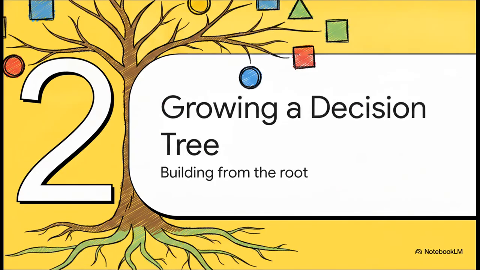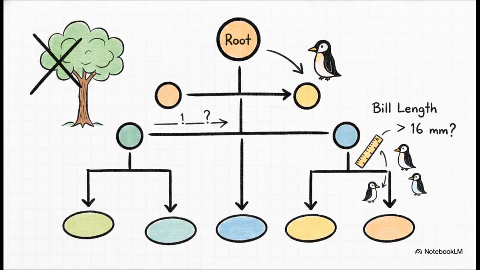Moving right along to section 2, growing a decision tree. Let's look at how we build this from the root up. Now, these models function exactly like a flowchart, which makes them highly interpretable. But actually, scratch that real tree analogy for a second, because unlike a real botanical tree that grows upward from the ground, decision trees are modeled with the root at the very top. So an example comes into that root node, answers a series of true or false conditions, like say, is the bill length greater than 16 millimeters, and gets routed all the way down to a leaf at the bottom. And that leaf holds our final prediction.